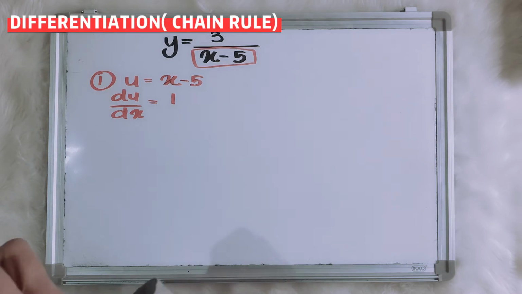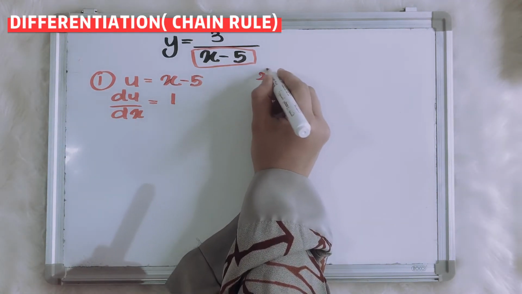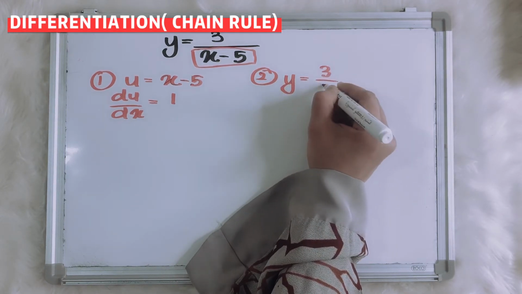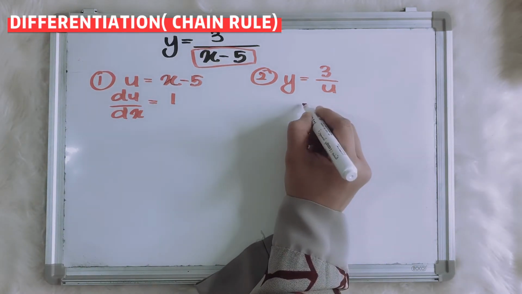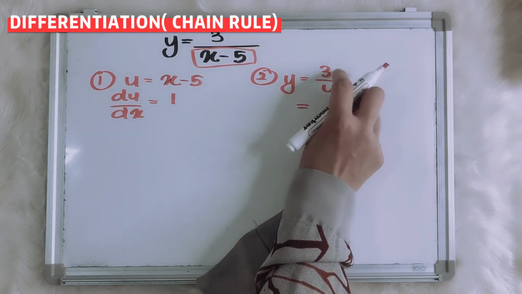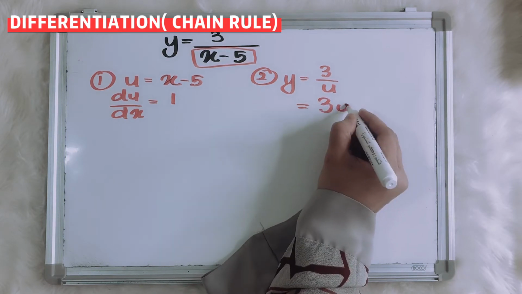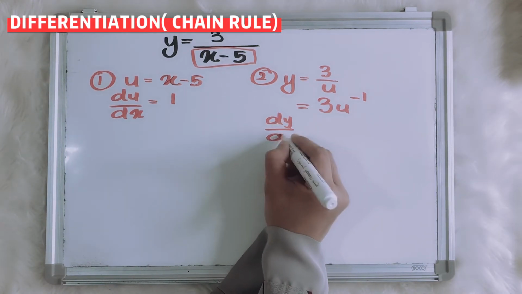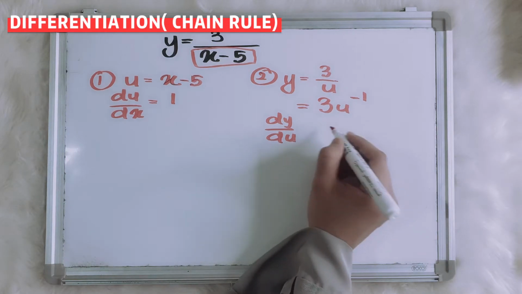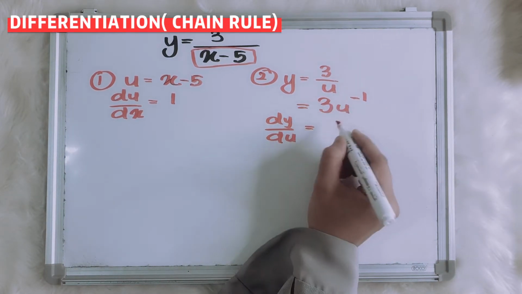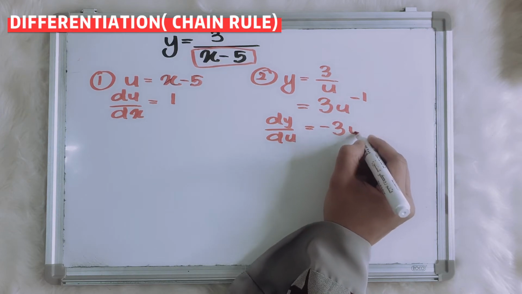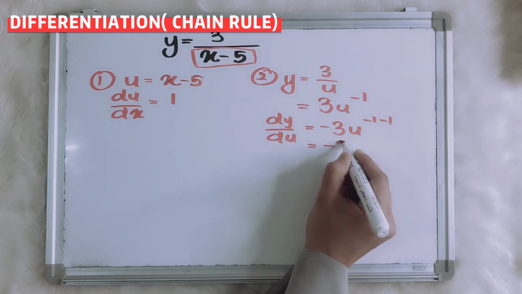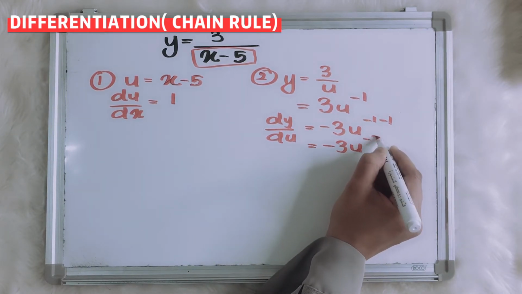Next, your second step is your y. y equals 3 over u, correct? So I want to bring u up beside number 3, so it will be 3u negative 1. So now your dy over du will be negative 1 times 3, which is negative 3, u to the negative 1 minus 1. So that means it's negative 3u power of negative 2.